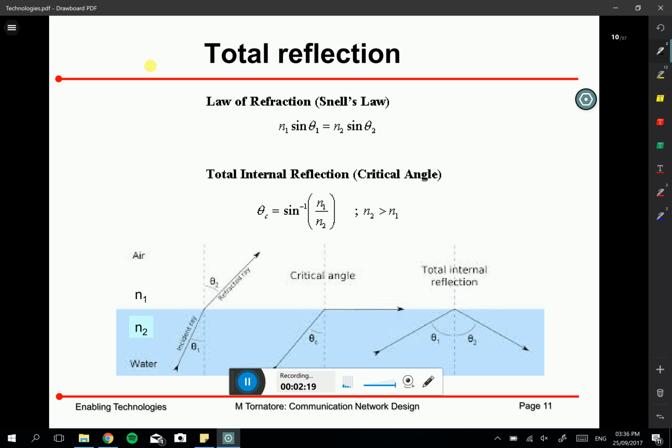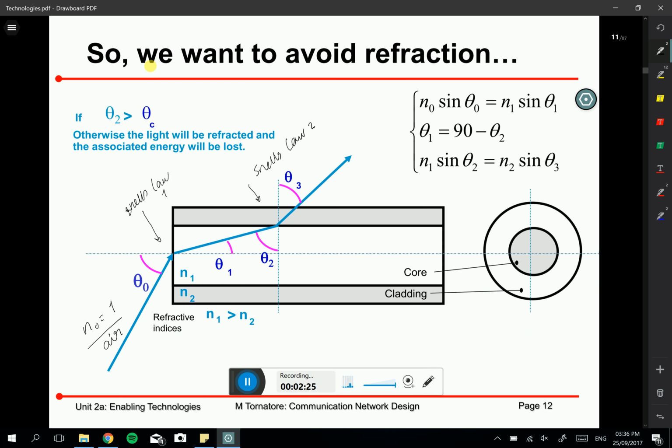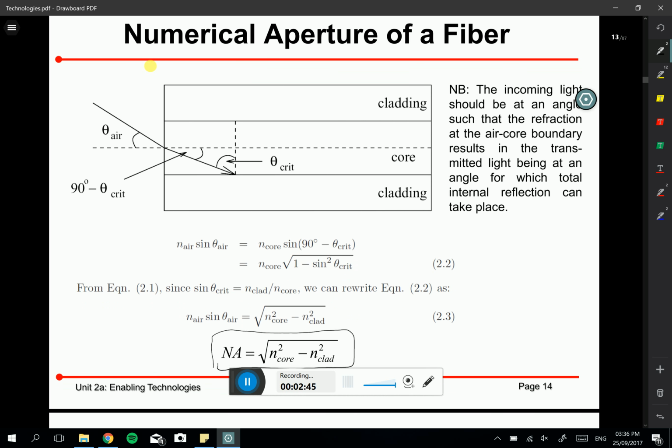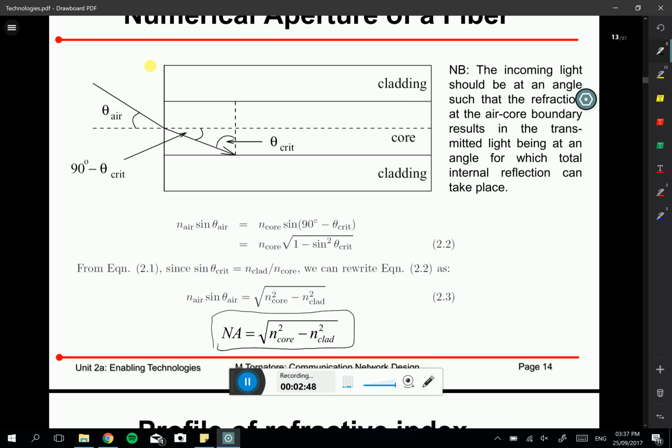And we saw that if you buy a fiber, typically you're not going to get in the data sheet of the fiber this angle, the angle at which you have to get into the fiber in order to have total reflection, but you get another expression, which is this expression here, the root of the difference between the squares of the two refraction indexes, which is basically called numerical aperture. The bigger the numerical aperture, the bigger is this angle by which you can enter the fiber.